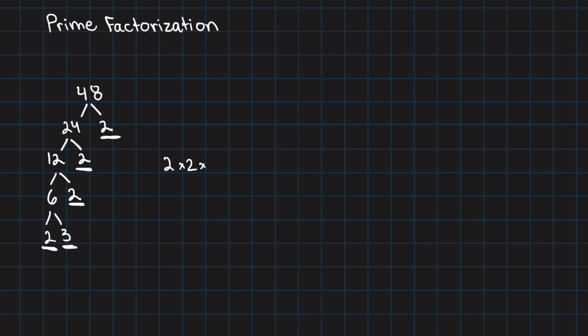As we can see, it's 2 times 2 times 2 times 2, because there are four 2's, and then times 3 because there's only one 3. So this gives me 2 to the power of 4 times 3, which will ultimately give me 48. This top form is also acceptable depending on what you're being asked. Those are the prime factors.